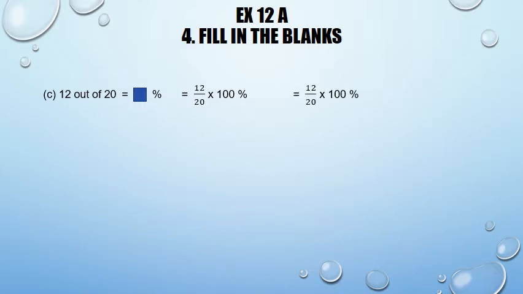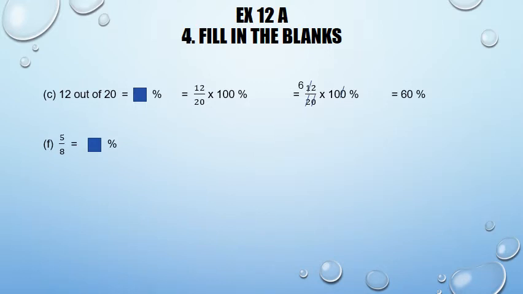So now 12 upon 20 multiplied by 100. We will cancel the common 0 in the denominator as well as in the numerator. So now what is left? 12 upon 2 multiplied by 10. Now we will divide 2 in the denominator and 12 in the numerator by the common number 2. 12 divided by 2 is equal to 6 and 2 divided by 2 is equal to 1. Therefore, what is left? 6 multiplied by 10 is equal to 60%. So 12 out of 20 is equal to 60%.